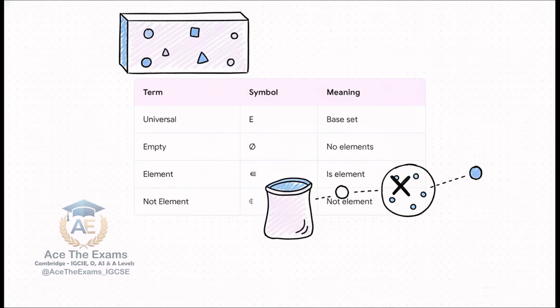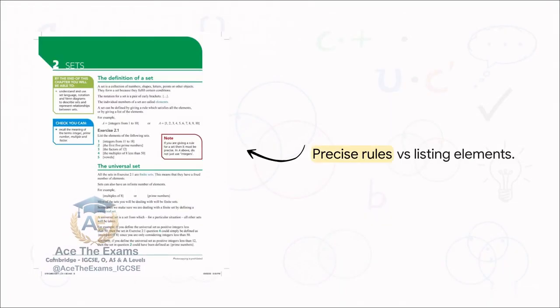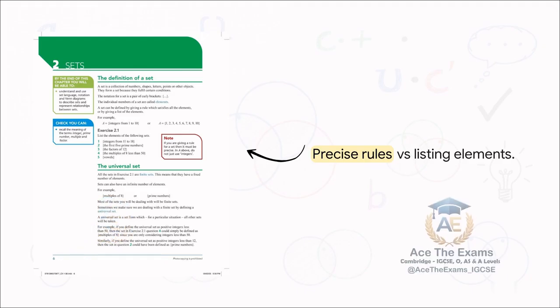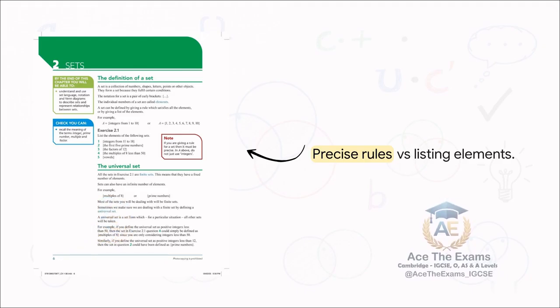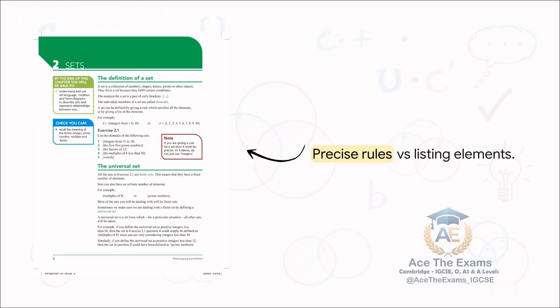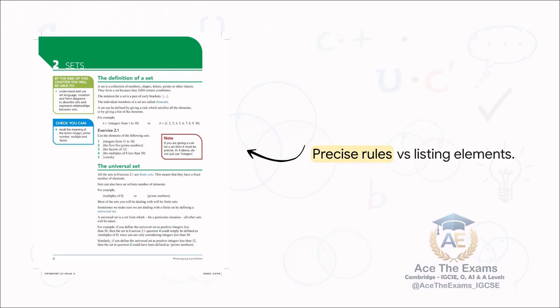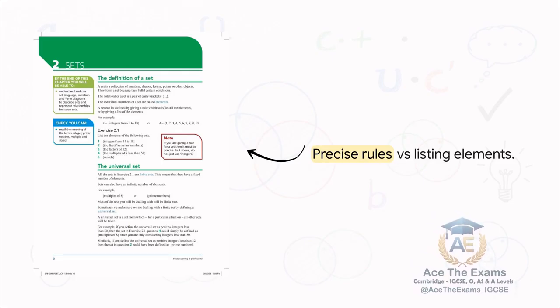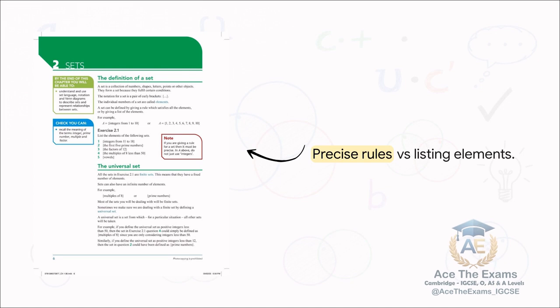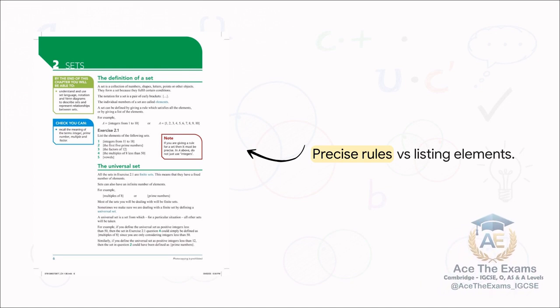Pretty straightforward, right? But here's the thing. Precision is absolutely everything in this language. If the rule defining a set says integers from 1 to 10, and on the exam you just write the word integers, well, you're going to lose critical marks. The rule has to perfectly match the list of elements, 1 through 10. Precision is your best friend here.